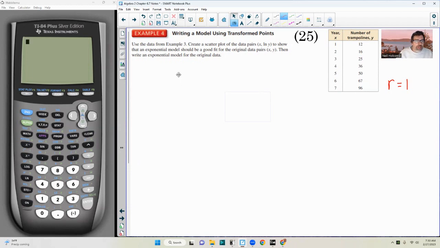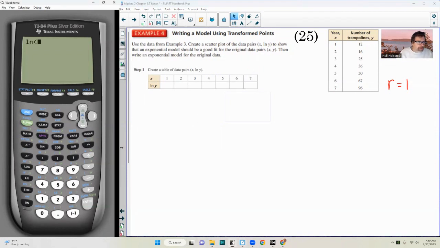All right, so what we're going to do is we're going to do a table. So we're going to create a table of the data pairs x comma the natural log of y. So here my x is 1, 2, 3, 4, 5, 6, 7. So I'm going to put those in here. So there's 1 through 7. And then I'm going to use my calculator to do the natural log of y. So when x is 1, y was 12. I want the natural log of y from over here. So I want the natural log of 12. And that is 2.48.